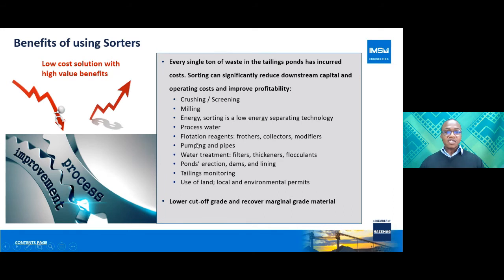You also have a reduction in your flotation, pumping, and piping that you would require in the plant. Ultimately, you have a reduction in the amount of material that you're taking to the tailings dam. And one of the major benefits of using sensor sorters is that you can now treat material with a lower cutoff grade, and you can recover marginal grade material such as your old dumps.